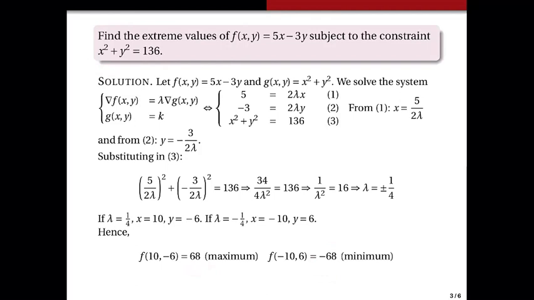So looking at the solution, the harder part is actually solving the system, because constructing the system is straightforward. Gradient of f equals lambda gradient of g, and then your constraint is just g of x equals k. So constructing the system is straightforward, but solving the system is where you will need to do some work.